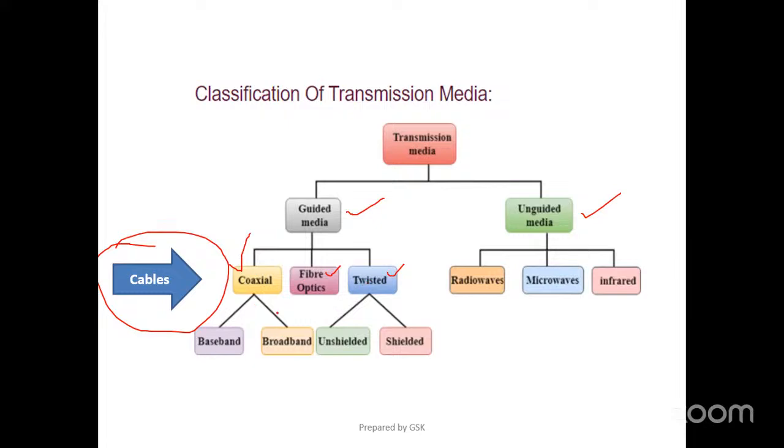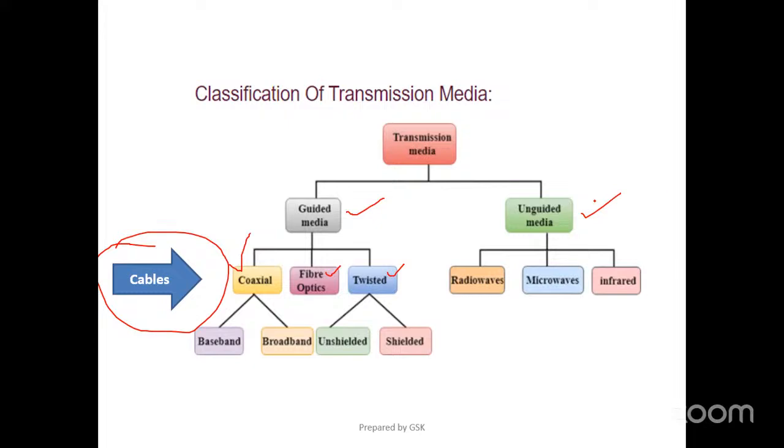Depending on their architecture and capacity, these cables are again subcategorized. In the coaxial cables, we have baseband and broadband. In the twisted pair, we have unshielded twisted pair cables and shielded twisted pair cables. Within the fiber, we have different modes, not different cables, but we will cover that when we reach that point.